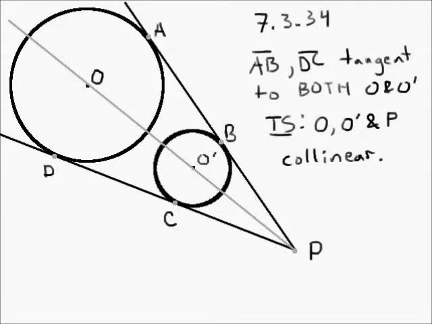Okay, let's take a look at problem number 34 from section 7.3. This is a complicated problem, and I've already made some modifications to the diagram here. To begin, we've got two circles, circle O and circle O prime, with centers O and O prime. There are two lines. The first, AB, is tangent to both circles. The second, DC, is also tangent to both circles. These two lines, AB and DC, meet right here at point P.